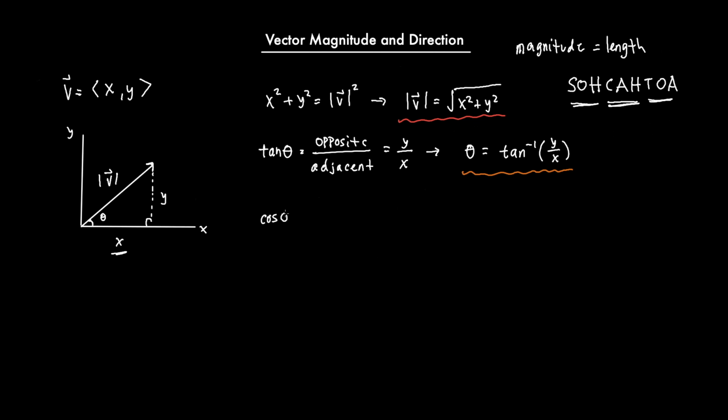Remember that cosine theta is equal to adjacent over the hypotenuse. Adjacent would be our x component, and the hypotenuse would be the magnitude of vector v. Now our unknown is the x component, so we want to isolate for that by multiplying both sides by the magnitude. By doing that, we get x is equal to the magnitude of vector v times cosine theta. And this is our third important equation.